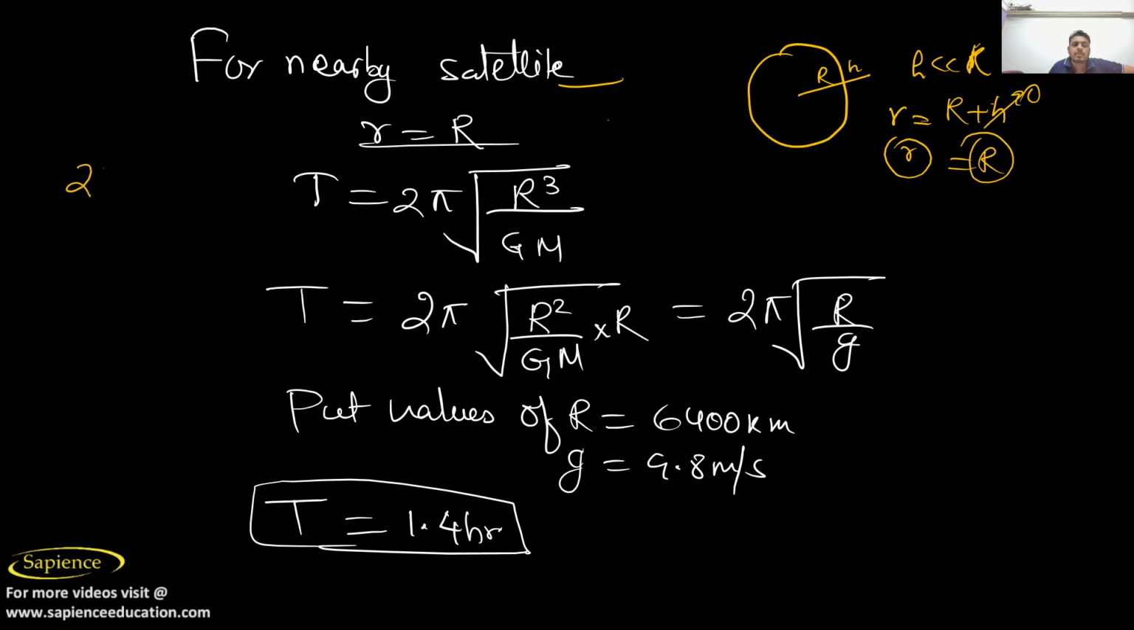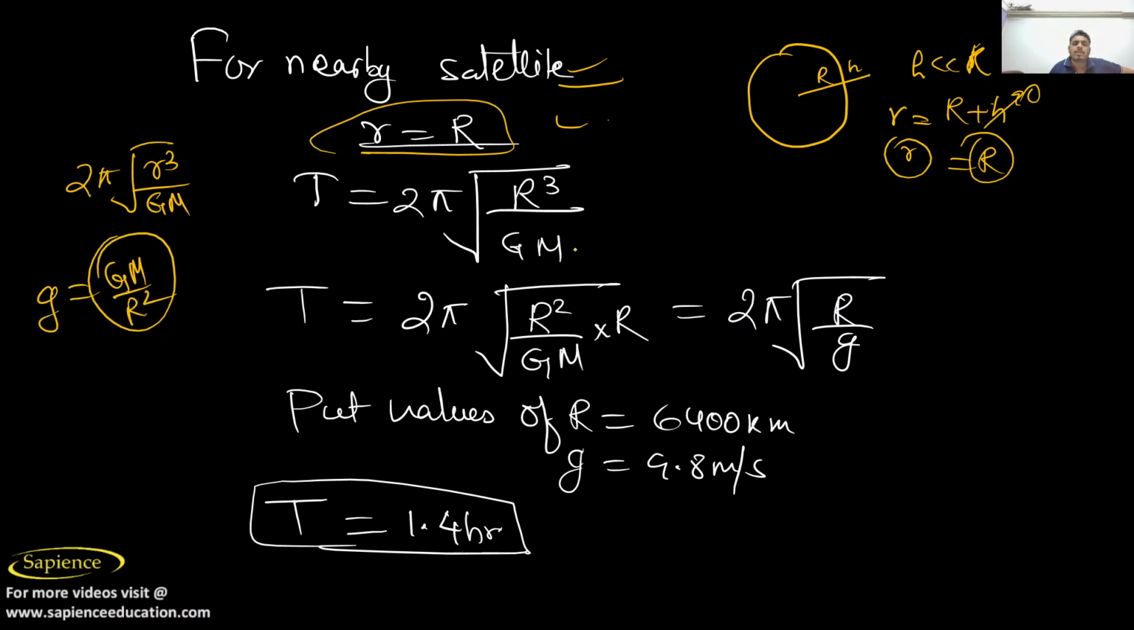Earlier its equation was 2 pi root under R cube by GM. But now, as we have considered that the satellite is very near, a nearby satellite only, this equation can be used. Now tell me, you know that small g is equal to capital GM by R square. So can we write here R cube by GM as R square by GM?